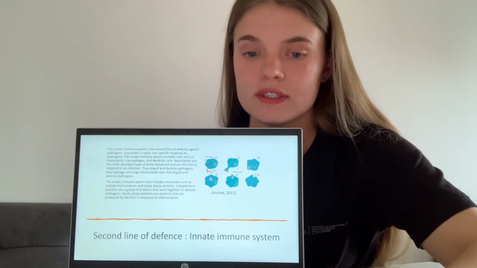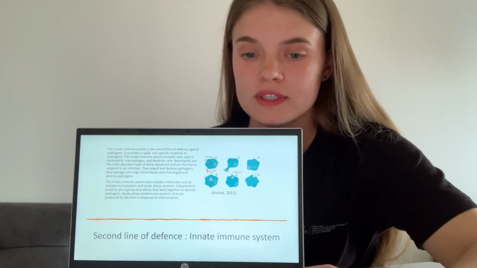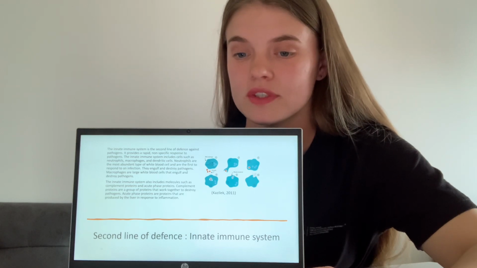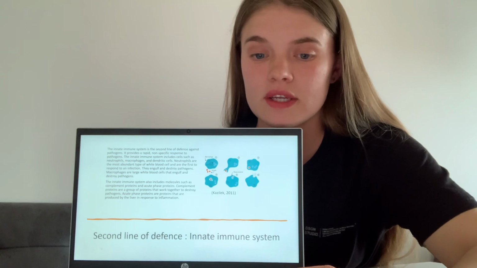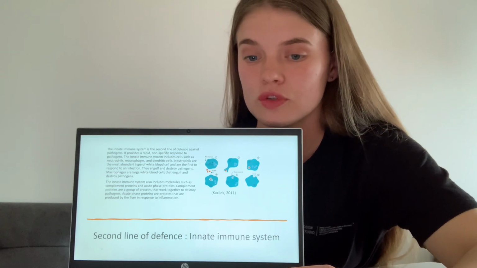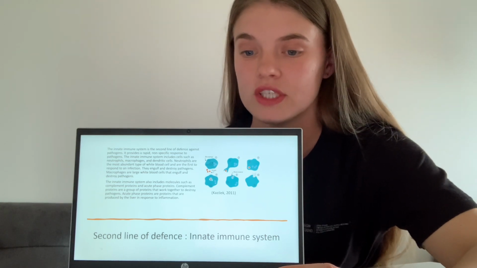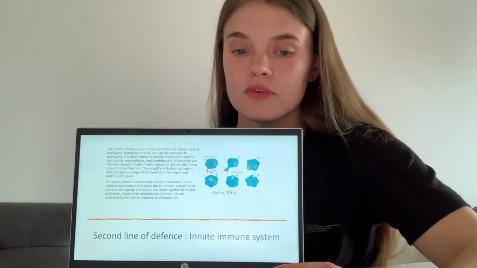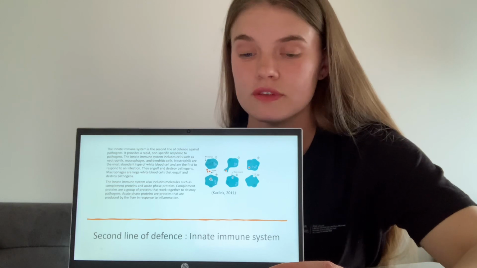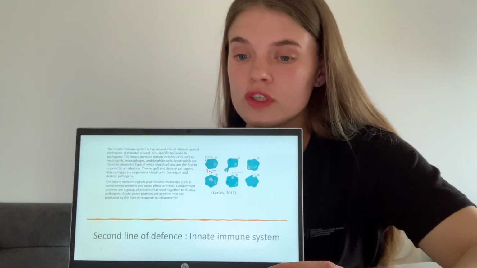Second line of defence. The innate immune system is the second line of defence against pathogens. It provides a rapid, non-specific response to pathogens. The innate immune system includes cells such as neutrophils, macrophages, and dendritic cells. Neutrophils are the most abundant type of white blood cells and are the first to respond to an infection. They engulf and destroy pathogens.